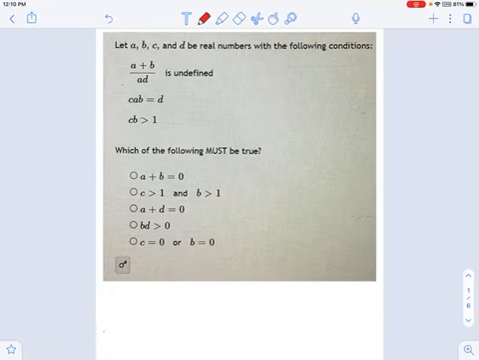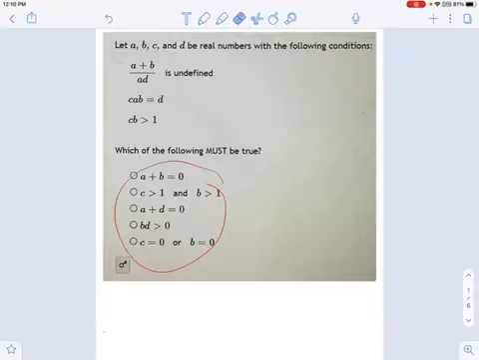We are given a number of clues here about A, B, C, and D, and asked which of the following statements must be true. In other words, it has to be true. There's no other possibility. So let's take a look at what we're given and talk about what these clues mean. When you see the word undefined, what that means is you just tried to divide something by 0.